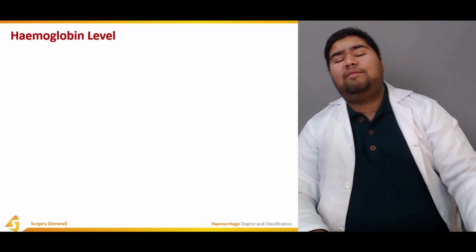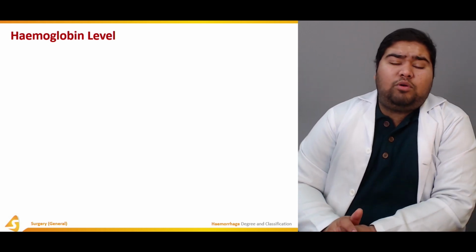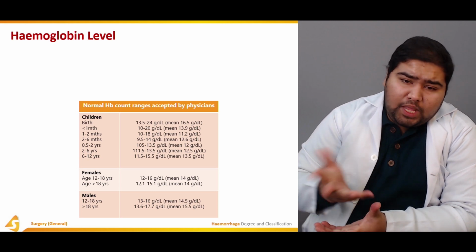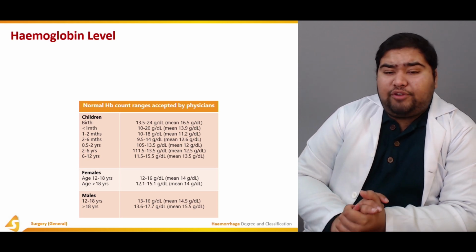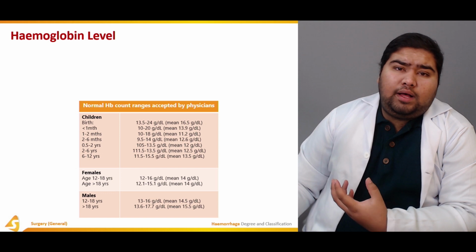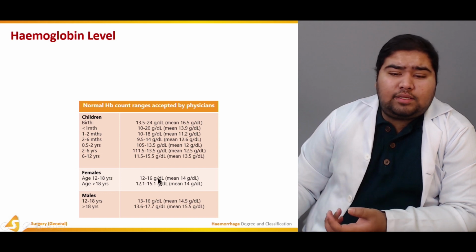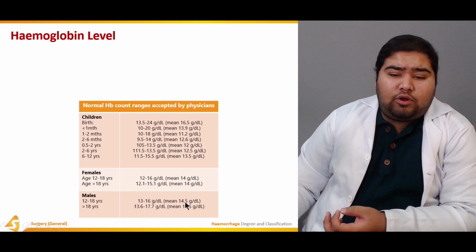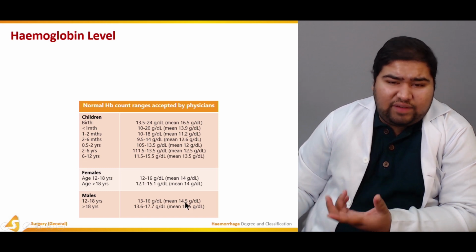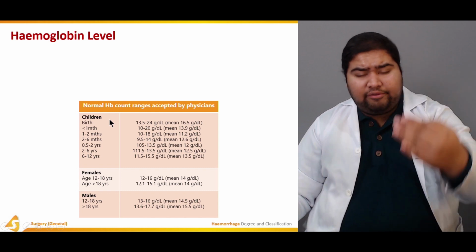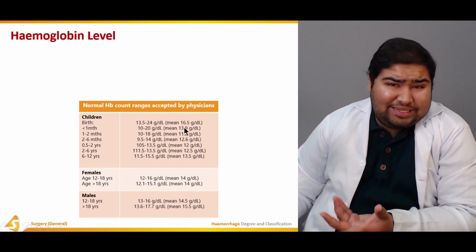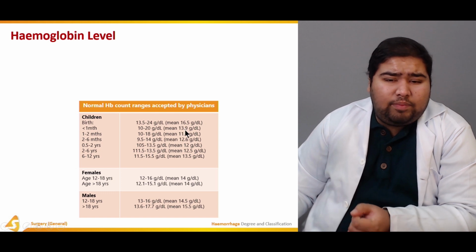So now the hemoglobin level. The hemoglobin level is the amount of hemoglobin that is present in the blood. So what are the normal acceptable ranges? For females, it is approximately 14, and for males, it is approximately 14.5. In children, there's a range. Again, at birth, it's 16.5. That's a higher hemoglobin level.